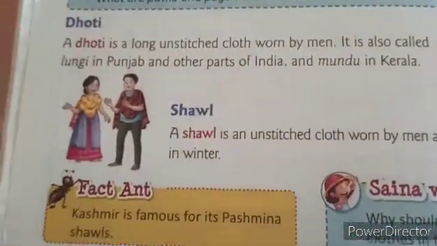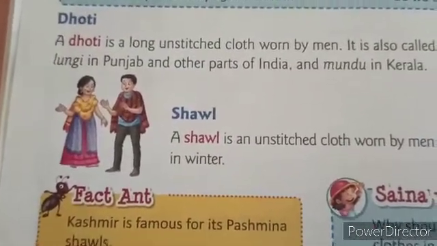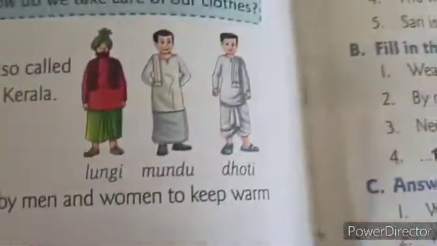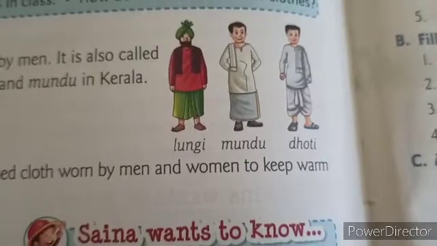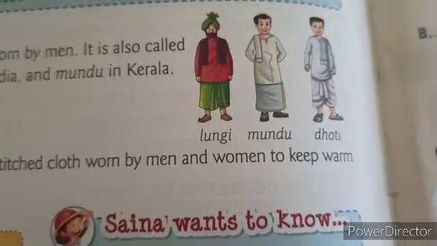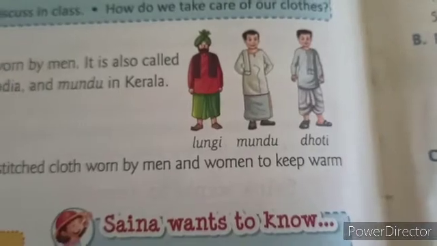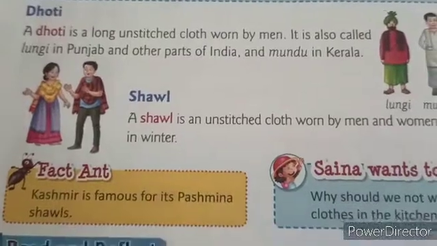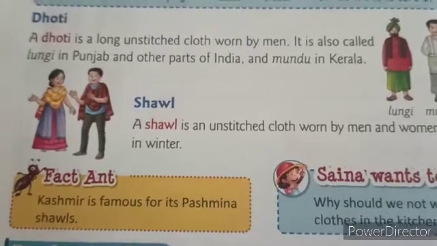Next comes dhoti. It is another kind of unstitched cloth. What is dhoti? A dhoti is a long unstitched cloth worn by men. See, these are the pictures of dhoti. In the same way as dupatta, it is also called by different names in different parts of India. Suppose in Punjab, it is called lungi. In Kerala, it is called mundu. Suppose in West Bengal, it is called dhoti. Okay, but all the materials are the same. These are all long unstitched cloths that are worn by men.